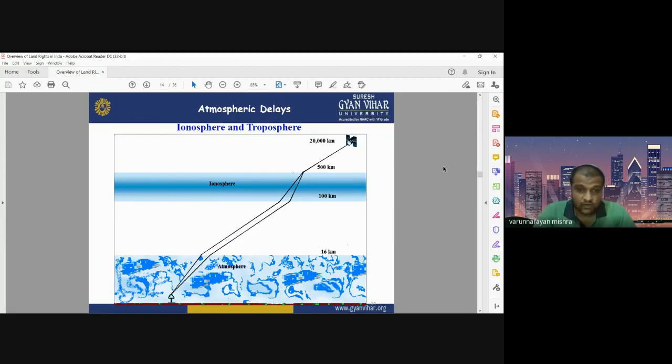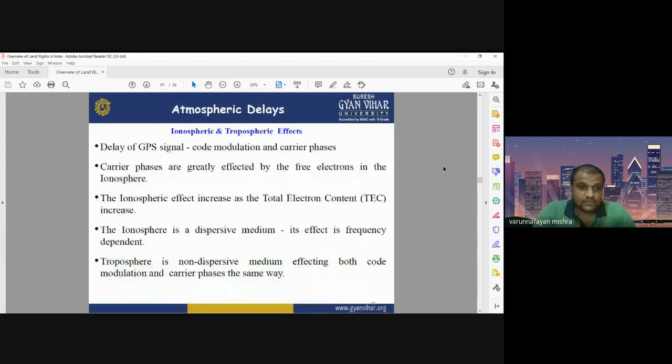For reducing the effect of the ionosphere, we should select the time of data acquisition. We should select the time of surveying when there may be less density in the atmosphere and ionosphere. In the next slide you can see the delay of the GPS signal, that is, code modulation and carrier phases.